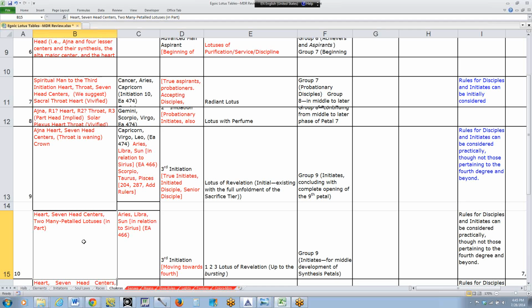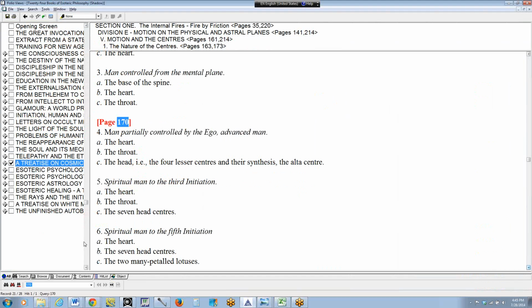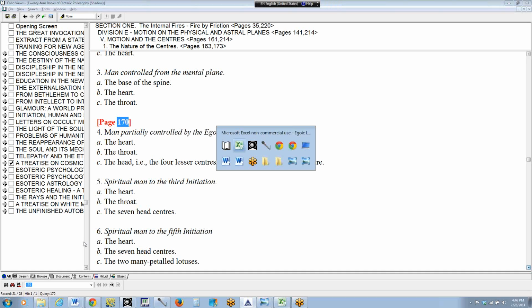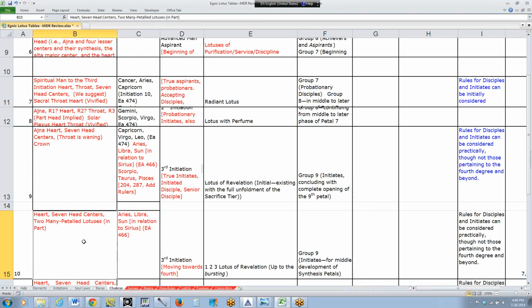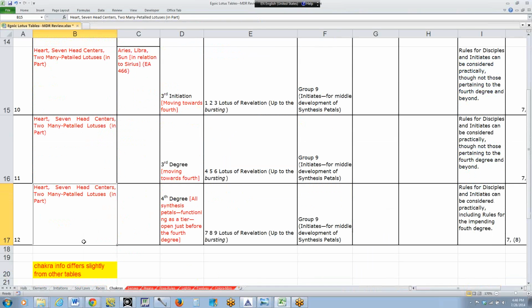So let's take a look here. Spiritual man to the 3rd, spiritual man to the 5th: the heart, the 7 head centers, and the 2 many-petaled lotuses considered as one in their interrelation. There are really a number of chakras involved there, but the 2 many-petaled lotuses are considered in their interrelation. And we want to say that also for petal number 11: the heart, 7 head centers, 2 many-petaled lotuses, in part, because they are not fully unfolded, really. If you think about it, it's in the Maya Varupa that the full unfoldment really occurs.